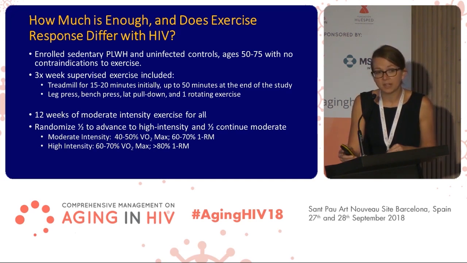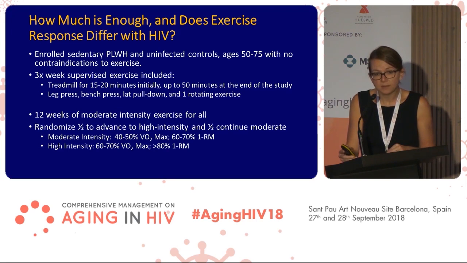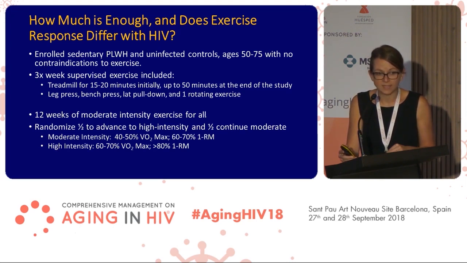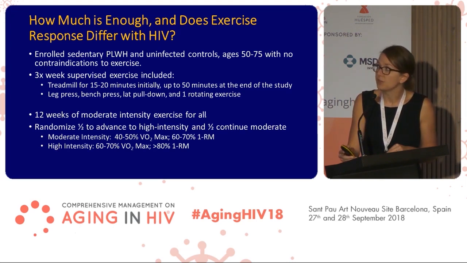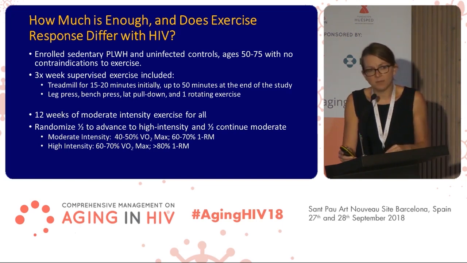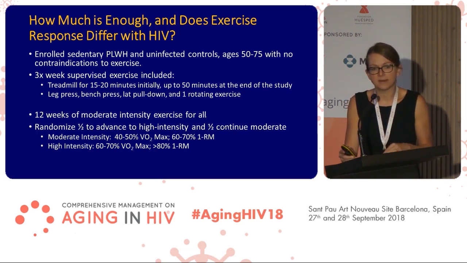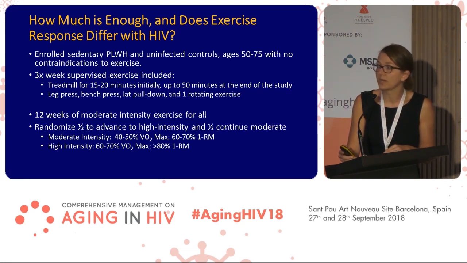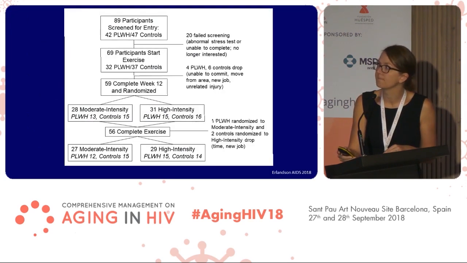The participants started at about 15 to 20 minutes on the treadmill and gradually increased that to 50 minutes by the end of the exercise period. And they also had 4 different weightlifting exercises, the leg press, bench press, lateral pull down, and then 1 exercise that we rotated. And as part of this study, we had everyone start for the first 12 weeks in a moderate intensity of exercise, and then after 12 weeks, we randomized them to advance to a high intensity exercise or continue with that same moderate intensity exercise for an additional 12 weeks.